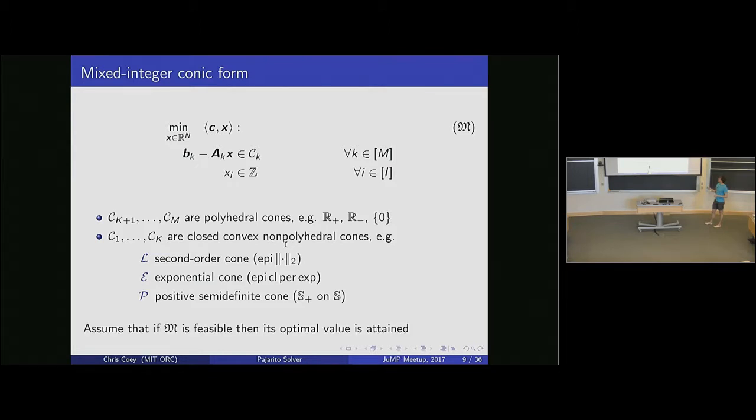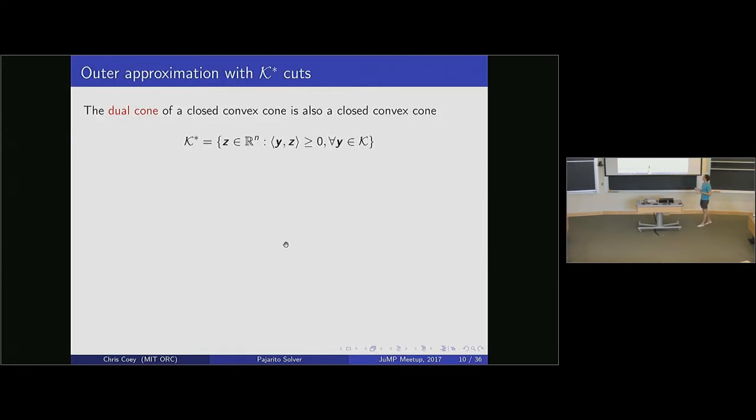Okay, so we're just going to assume that our problem is feasible, and if it's feasible, then its optimal value is attained. So we're going to write min and max instead of inf and sup. Okay. So I'm going to define what a dual cone is, and that's going to help us see how to do outer approximation with cones.